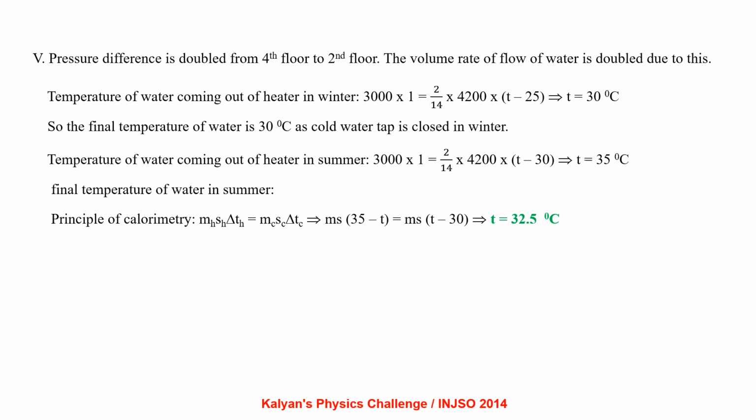Temperature of water coming out of the heater in summer is 35 degrees centigrade. So the final temperature of water in summer, applying the principle of calorimetry, we have T equal to 32.5 degrees centigrade.